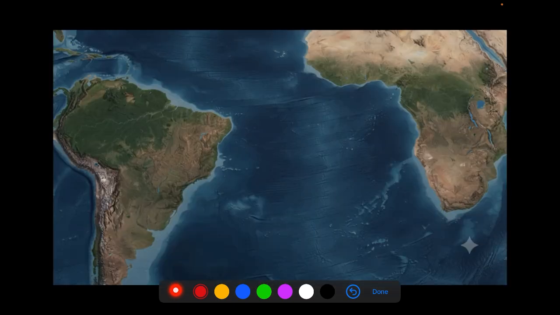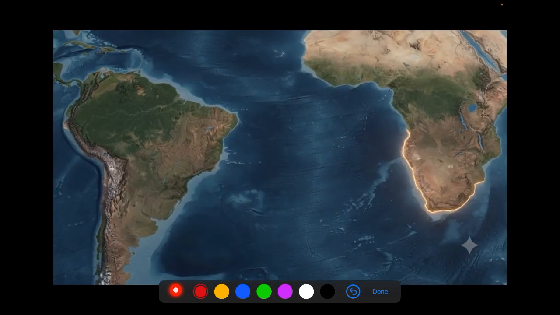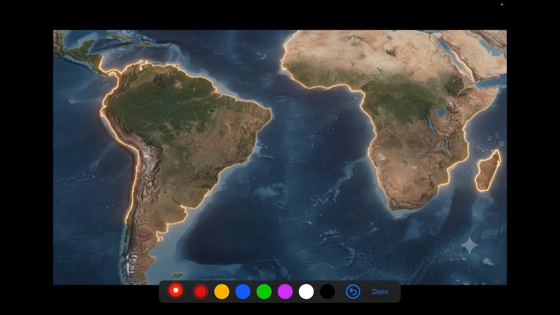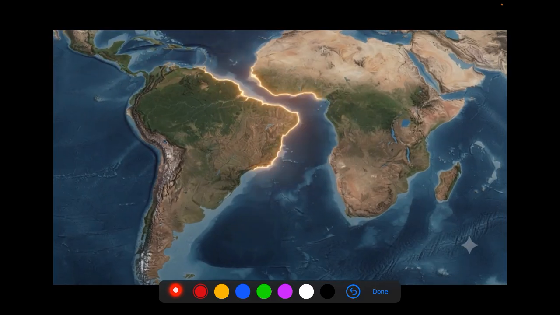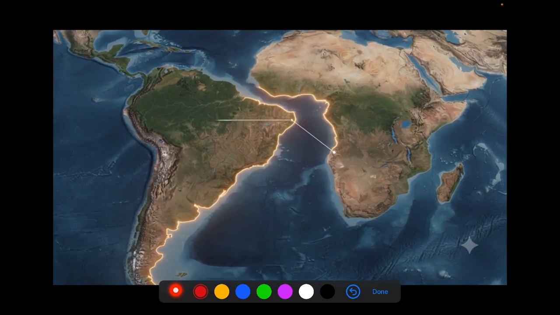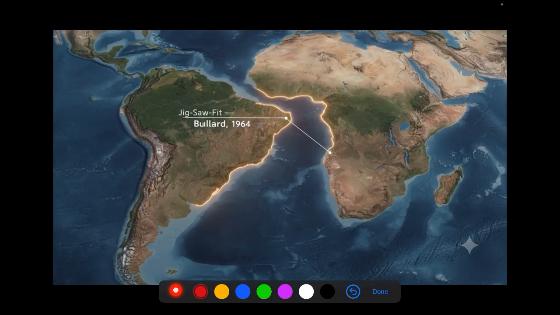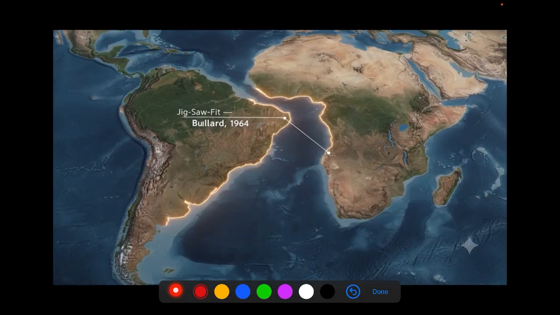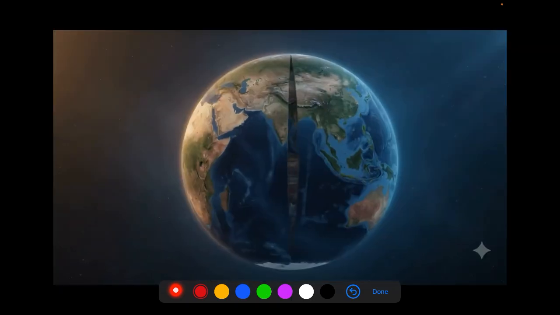The first one is the matching of continents. Just see how these two will match. Right, so you can see that okay, this is Africa, that's the coastline of Africa, and this is the coastline of South America. You can see that this portion can fit into this. So it's a jigsaw fit, right?